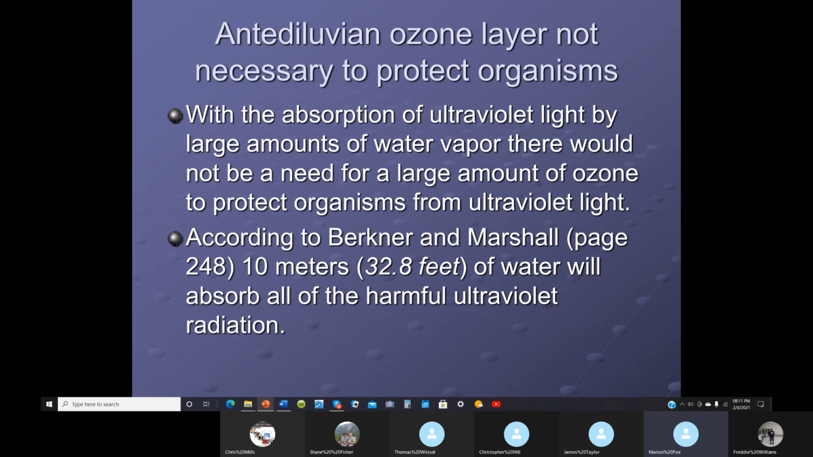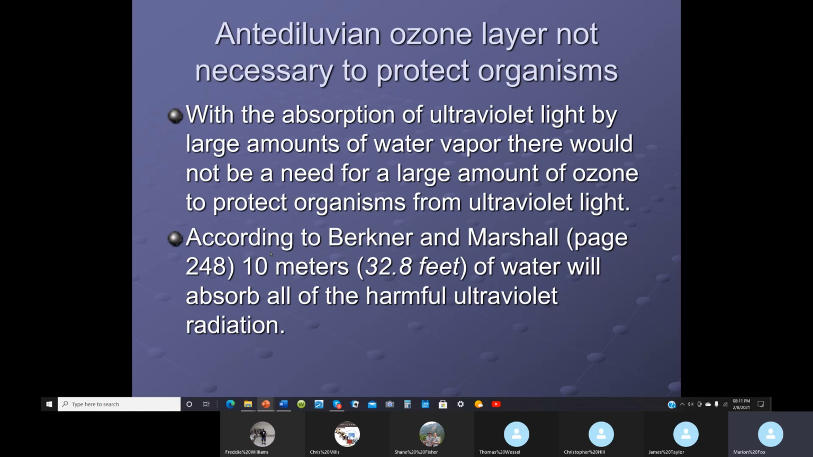Now, I chose this number because this is a magic number for us. If you went down 32 feet under in a pool, in a body of water, you would have double the pressure on your body. That would be double the barometric pressure. If you had 10 meters of water vapor equivalent, you would have double the barometric pressure.